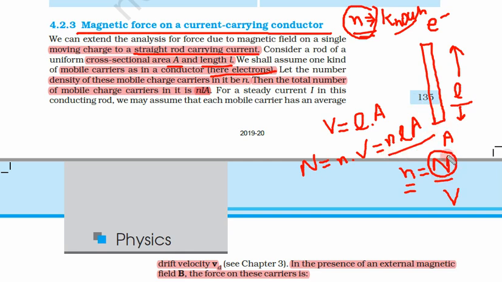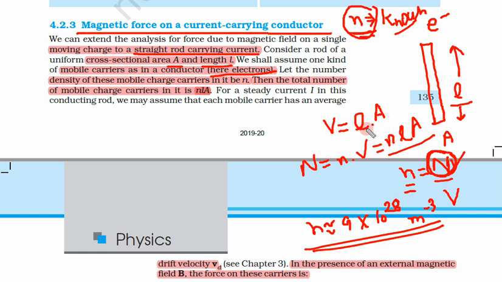Some of you may ask why we don't start with capital N. Because we don't know N and we cannot calculate N for every material. That's why we always start with small n, because for most materials this small n is known. For copper, this small n is nearly equal to 9 into 10 to the power 28 per meter cube.